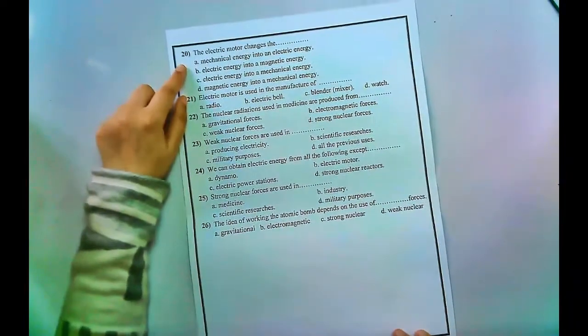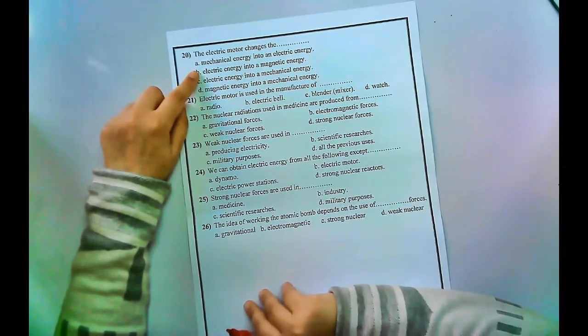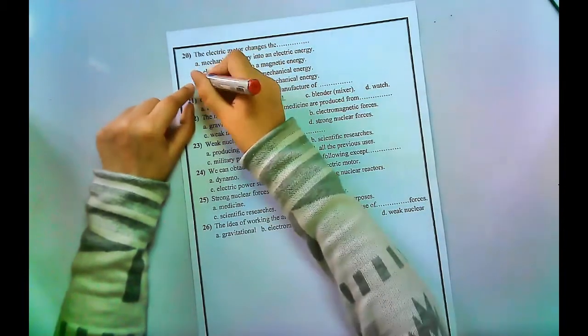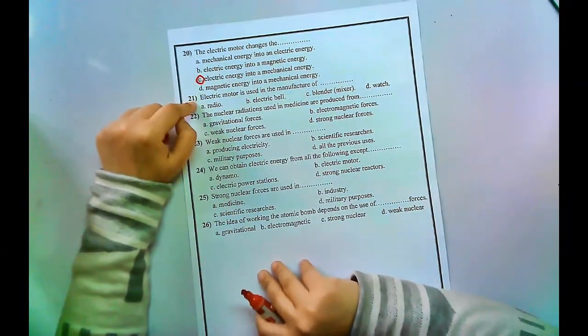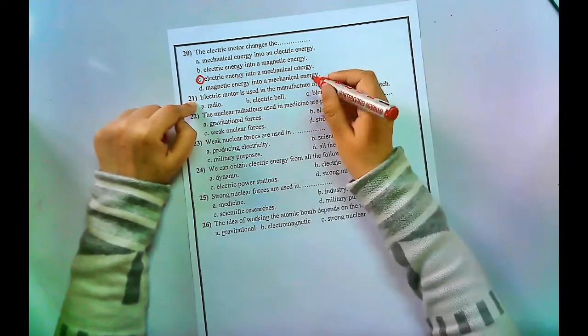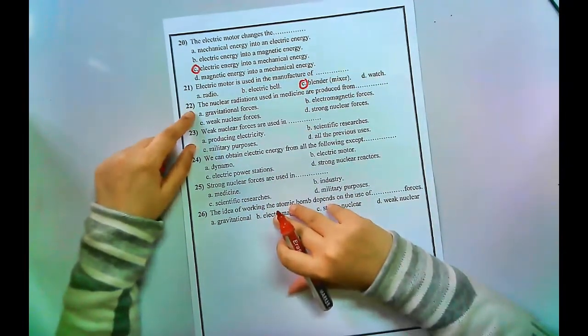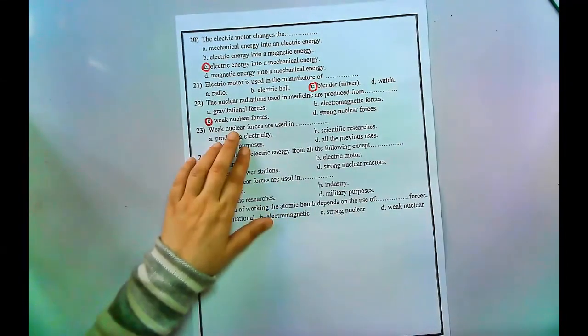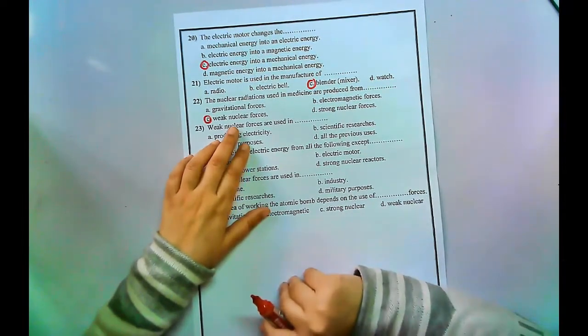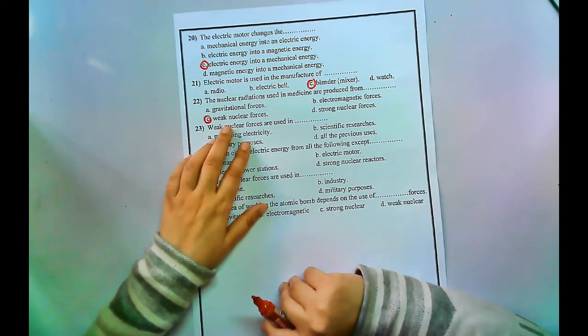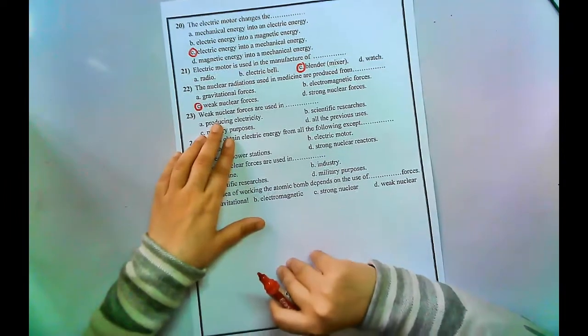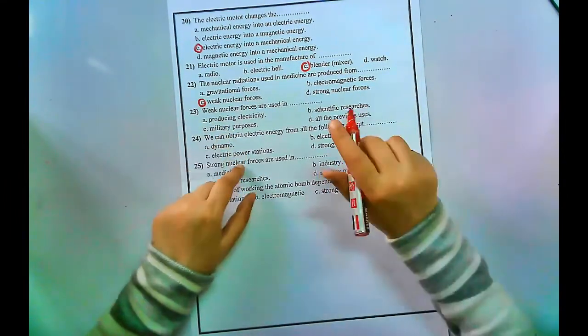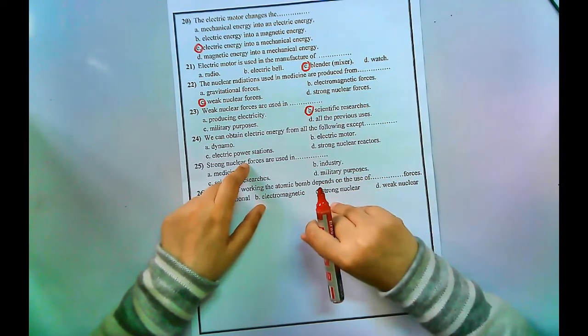The electric motor works by electricity to move, so it changes electric energy into mechanical or kinetic energy. The electric motor is used in blenders or mixers and also in fans. The nuclear reaction used in medicine is produced from the weak nuclear force, because the weak nuclear force is produced from radioactive elements and their radiation, and they are used in medicine, scientific research, and industry.